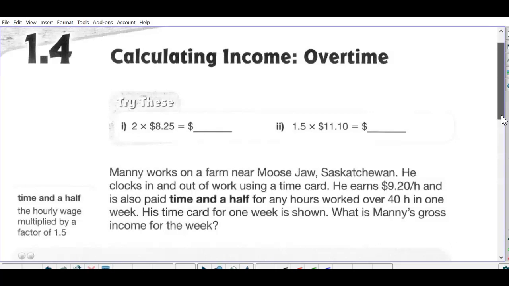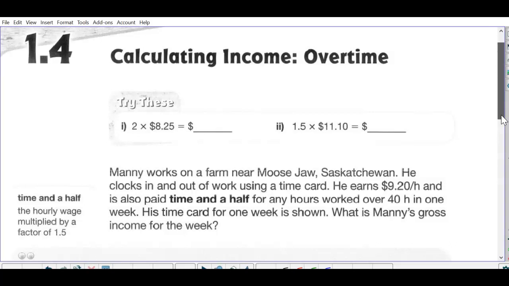So the most common thing is to get paid double time. That means you multiply your hourly wage by 2. That's double time. If you get paid time and a half, that means you're multiplying your hourly wage by 1.5. It means you're getting paid for that time and then for half of that time again, which is the same as multiplying by 1.5.